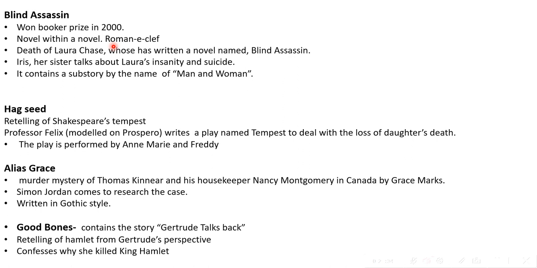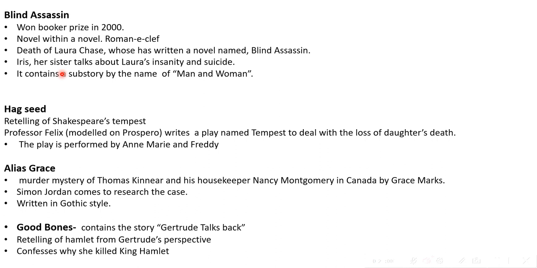But at the end, it is revealed that Laura was not writing that novel. Her sister Iris was writing that novel. And Iris's husband, Richard, used to rape Laura, and Laura got pregnant due to that. And that's why she committed a kind of suicide by drowning in the river, and she made it look like she drowned in the river by mistake.